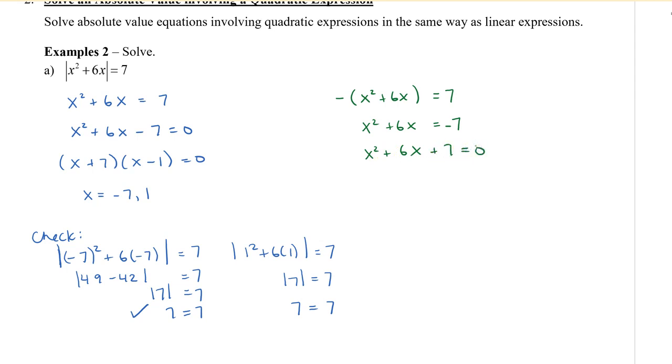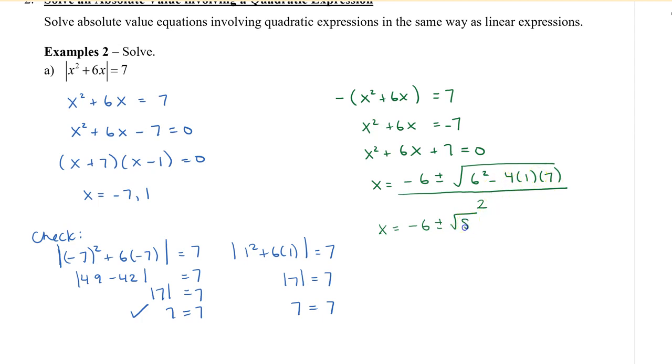I can see for this one I can't factor, so I'm going to use the quadratic formula. So I have negative 6 plus or minus the square root of 6 squared minus 4 times 1 times 7, which is c, all over 2 times 1. Simplifying, I get negative 6 plus or minus the square root of 36 minus 28, and that's going to be 8 inside, all over 2.